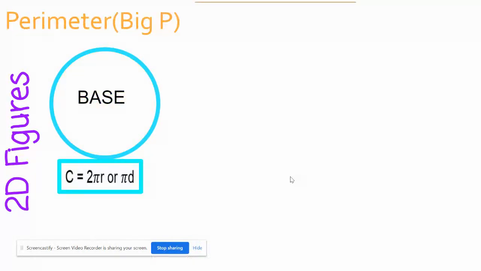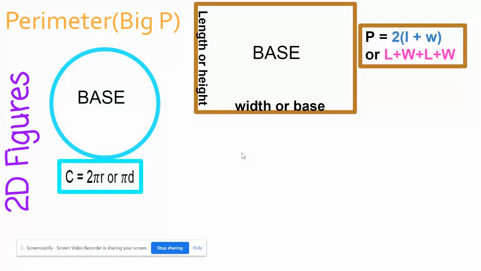We're also going to revisit perimeter. We're going to use perimeter as big P, okay? So when we have a circular base, remember, perimeter means boundary. It's the outside of the figure. And when we have a circle, we use 2 pi r or pi times diameter. Let's take a look when we talk about a rectangular base.